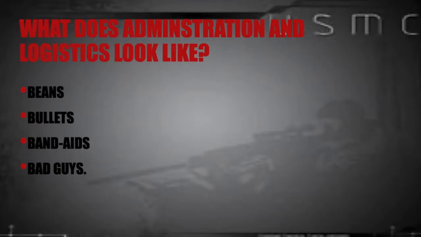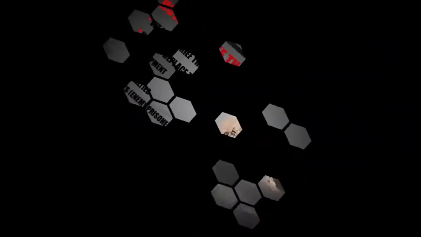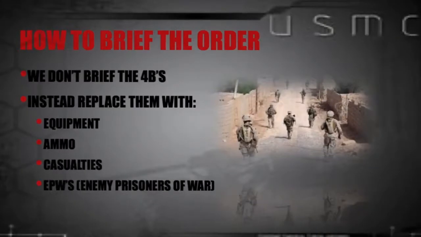But it's important to remember that the 4 B's are simply a memorization tool, and they should not be used to brief the order at OCS. So how do we brief the Administration and Logistics paragraph? Now let's give you a little bit of background information about this paragraph and why it's important that you pay attention for this video. A change has happened since the new command took over at OCS.